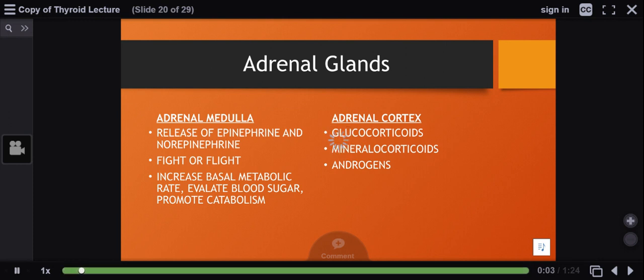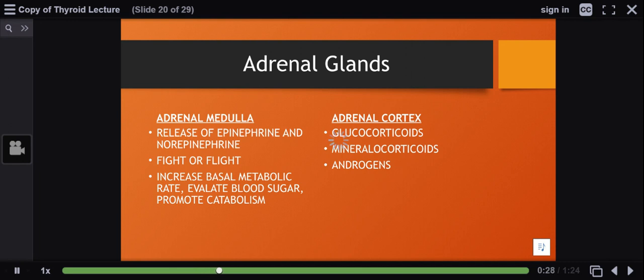If you refer to the pictures over on the right-hand side of this slide, you can see that the adrenal glands are positioned on the upper portion of each kidney. If you then look below, if you were to look inside the adrenal gland, you can see that there are two separate independent functions within each adrenal gland.